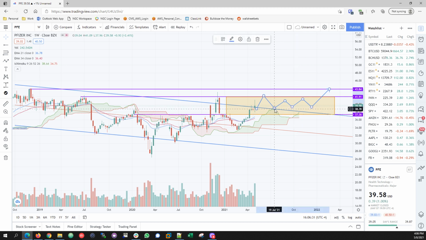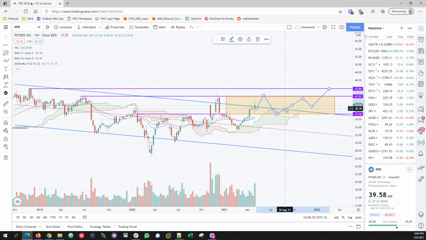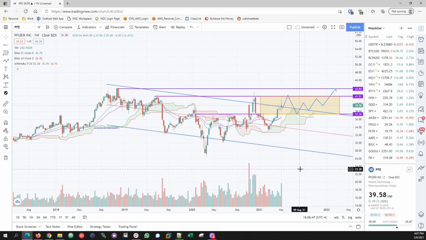Let's redraw the lines right here. So it would look more like this. Then that would be a better building phase. But if it loses 37s, then you're looking at the mid level of this regression channel, which is 33.